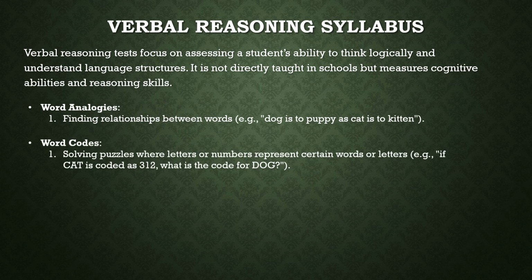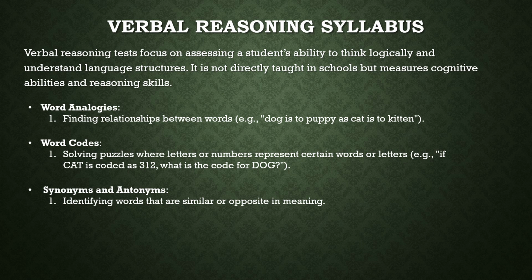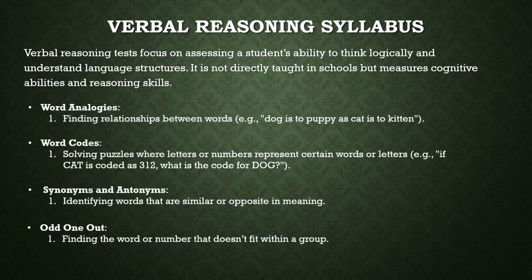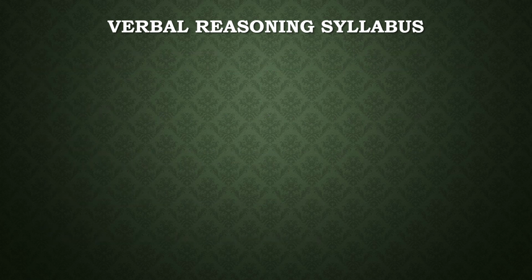Then they also use word codes, wherein we need to solve the puzzle where letters and numbers represent certain words or letters, and then based on that they ask to find the code for another word. Then we have synonyms and antonyms, wherein we need to identify words that are similar or opposite in meaning. They also give odd one out type of questions, wherein finding the word or number that doesn't fit within the group or pattern which is already given.